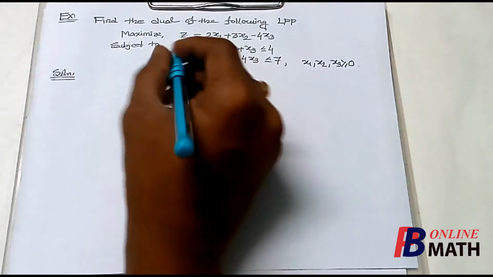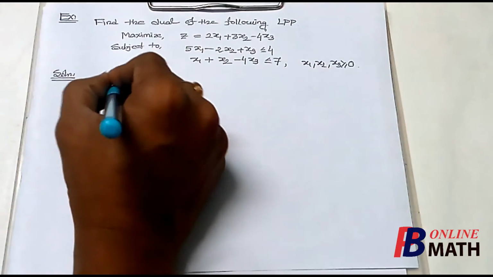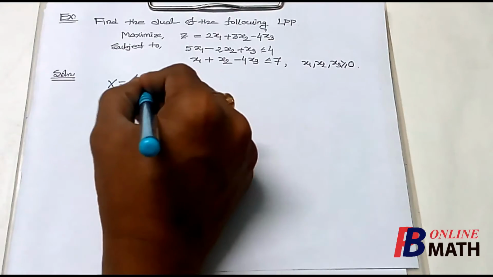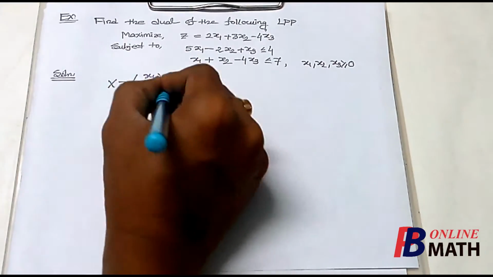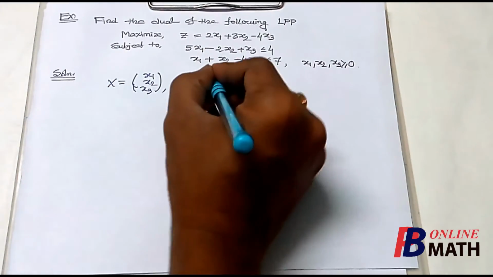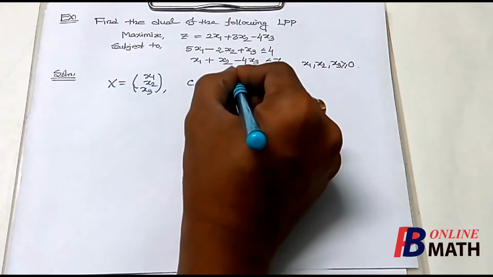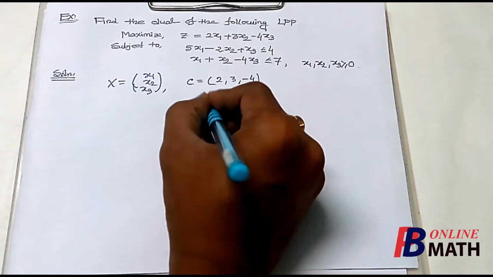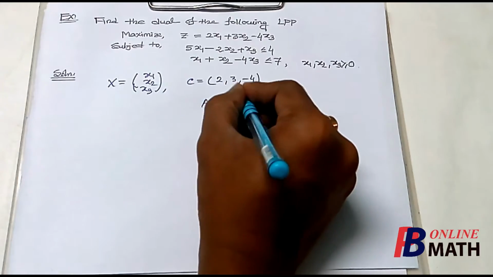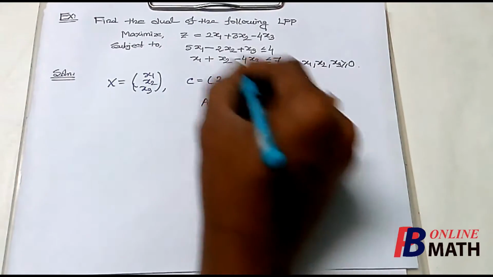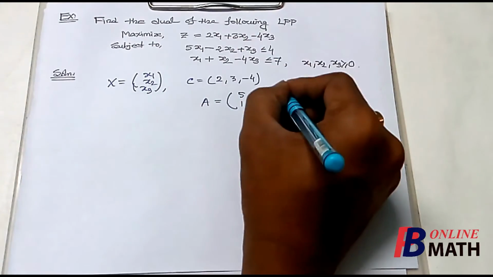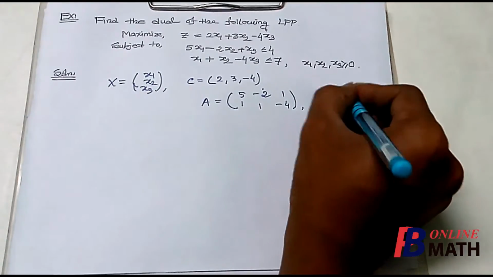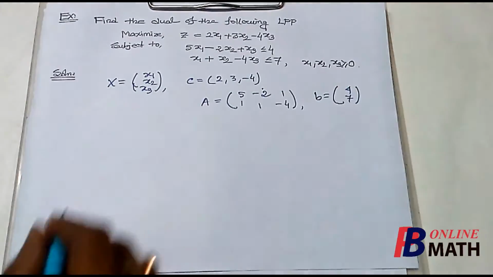Then we know that the x vector, that will be x1, x2, x3, is the solution vector, and the cost vector is given as 2, 3, minus 4. The coefficient matrix is given as 5, 1, minus 2, 1, and 1, minus 4, and the b vector is 4, 7.